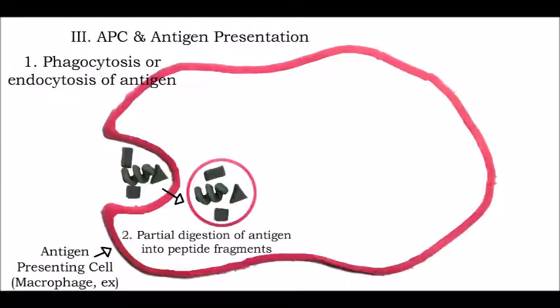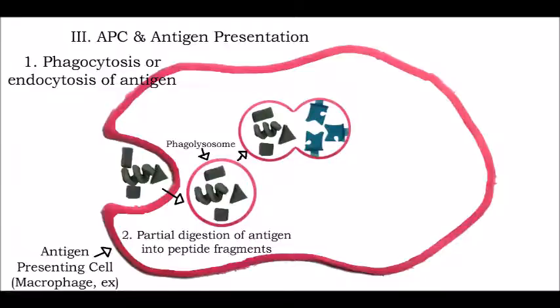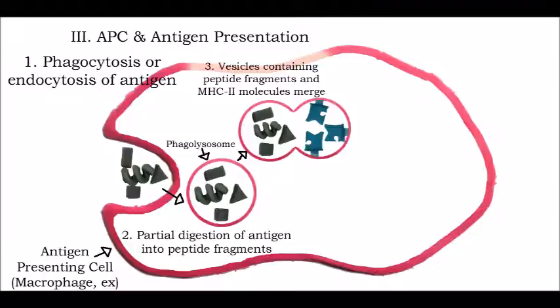Step 2 is the partial digestion of the antigen into peptide fragments. Make sure you label the phagolysosome. In step 3, vesicles containing peptide fragments and vesicles containing MHC-II molecules merge. The vesicle containing MHC-II molecules is coming from the Golgi apparatus, which I forgot to label in my illustration, but please don't forget to label in your ARQ.